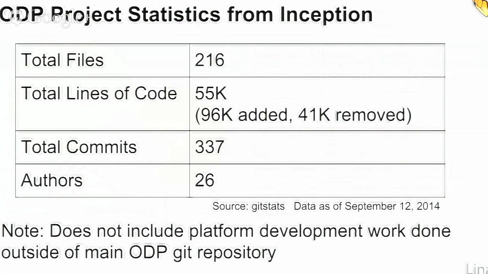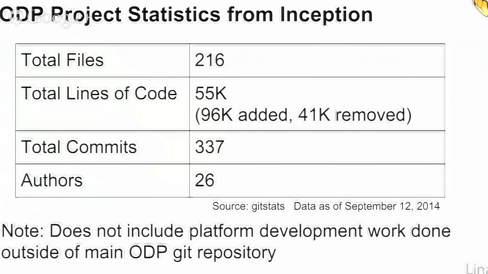This is some data that I took as of last Friday from our Git repository. To date we have 216 files, about 55,000 lines of code, but that comprised 96,000 lines of adds and 41,000 lines removed. So we've been iterating: try this, no, we decided to refine it to do something else. 337 commits and a total of 26 authors to date.